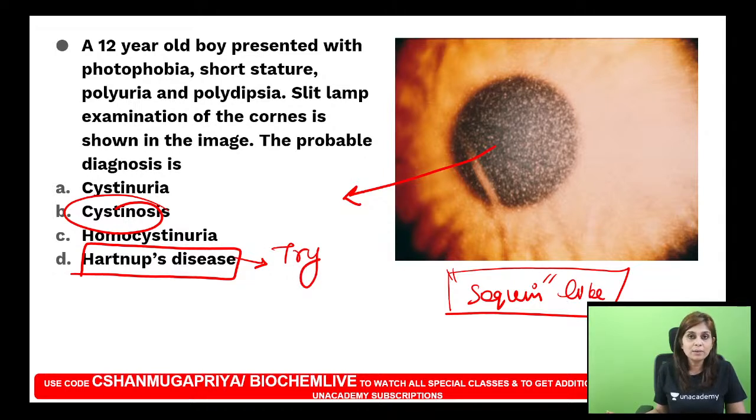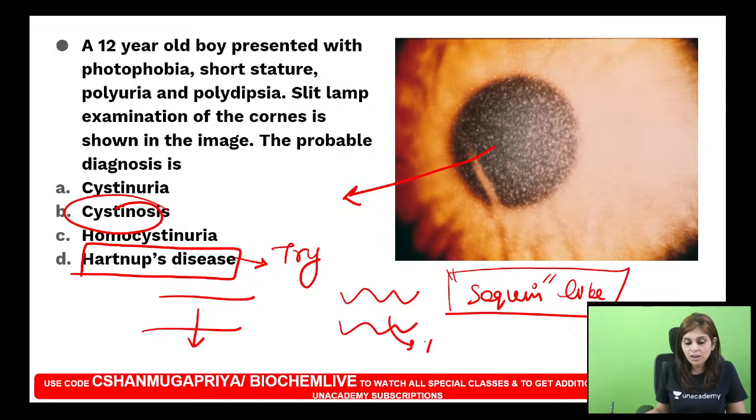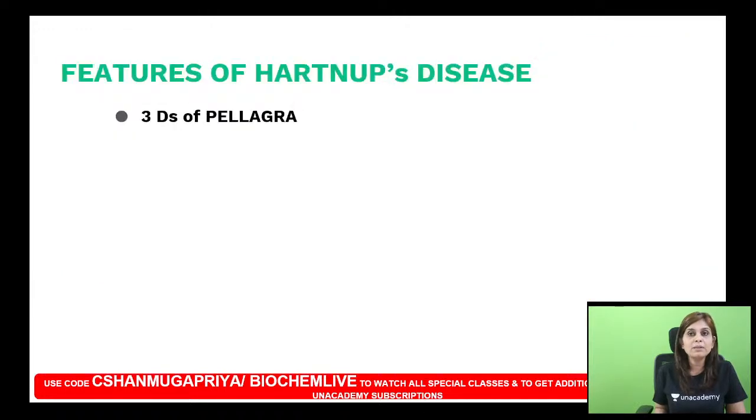That neutral amino acid transporter is responsible for both tryptophan absorption along the intestine as well as tryptophan reabsorption along the renal tubules. When this transporter is defective, tryptophan cannot be absorbed along the intestine. So tryptophan deficiency will cause niacin deficiency. We know tryptophan is a precursor of niacin. Without tryptophan, there will be no niacin. So niacin deficiency will present as the 3 Ds of pellagra.